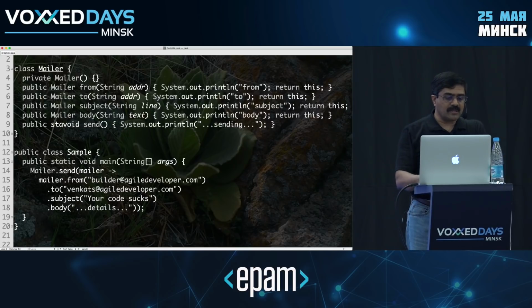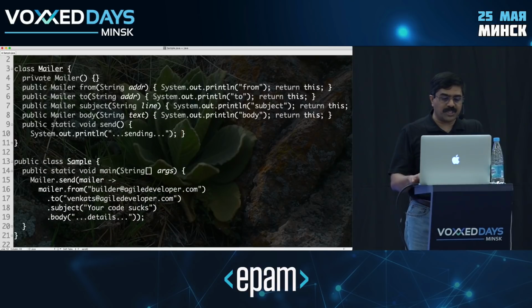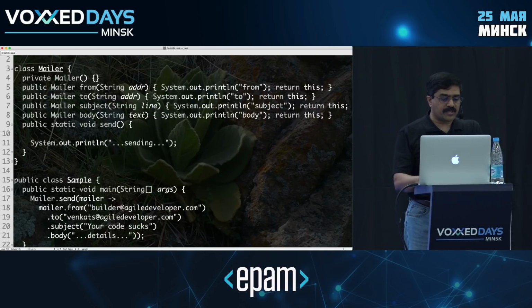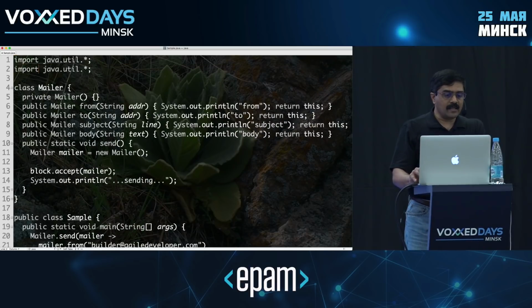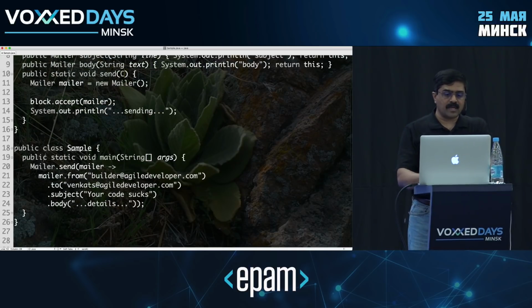So as a result, the send function became a static method. And what are we going to do within this function? Within the send, we are going to say mailer is equal to new Mailer. And then, of course, we can say block.accept and pass the mailer to it. So now that we are doing the code this way, how does this help us? We can then go back to this and say java.util.function.Consumer, and we can bring the Consumer in. And this becomes a Consumer of Mailer. We'll call it block.